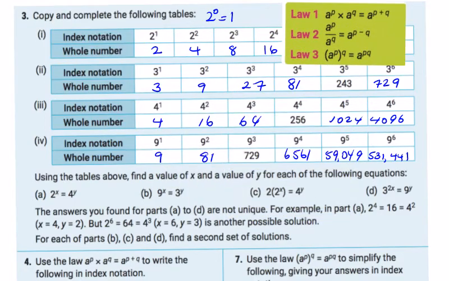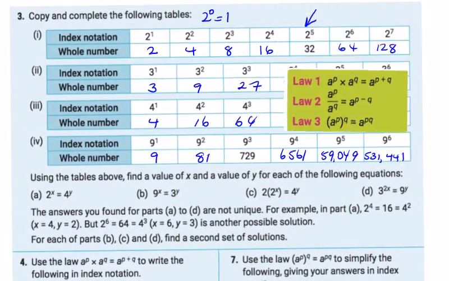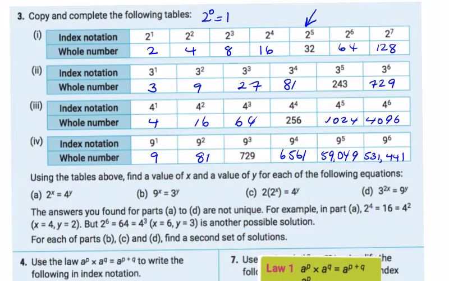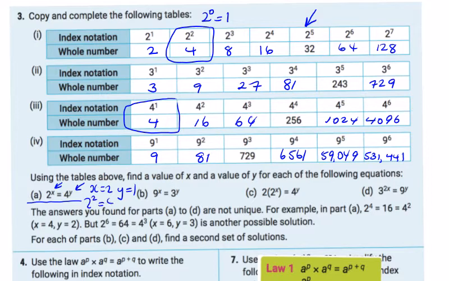Let's look at the next question. Use the tables. Well, we use the table above, so we want to keep seeing it. So I'll just move this down. Find the value for x and y. It's very unusual to have two unknowns in an equation, but we're using the table above here. It's 2 to the power of something is equal to 4 to the power of something. So here's 2 to the power of something and 4 to the power of something when they're the same. They're both equal to 4. So 2 to the power of 2, x is equal to 2, and y is equal to 1. 2 to the power of 2, 4, is equal to 4 to the power of 1.